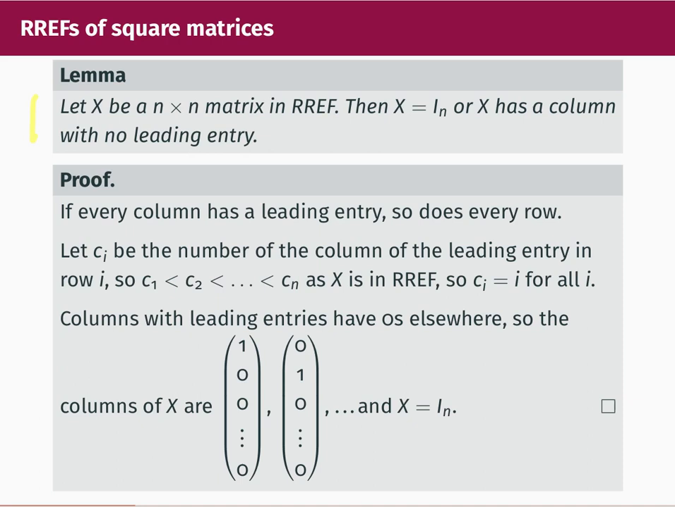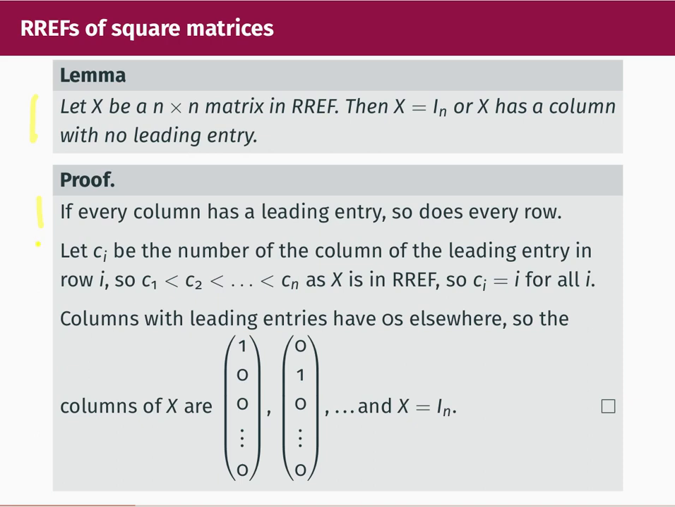The method of proof is to suppose that the latter case doesn't hold and then show that actually in this case X must be the identity. So we'll assume throughout that X is in row-reduced echelon form and that every column has a leading entry and prove that X must be the identity. So if every column does have a leading entry, then every row has a leading entry as well. There's the same number of columns as rows, and there can only be one leading entry per row.